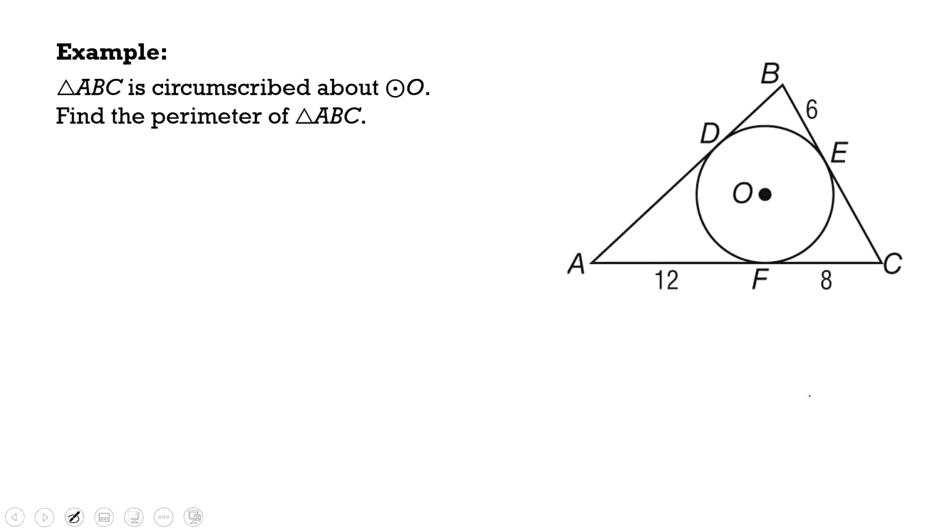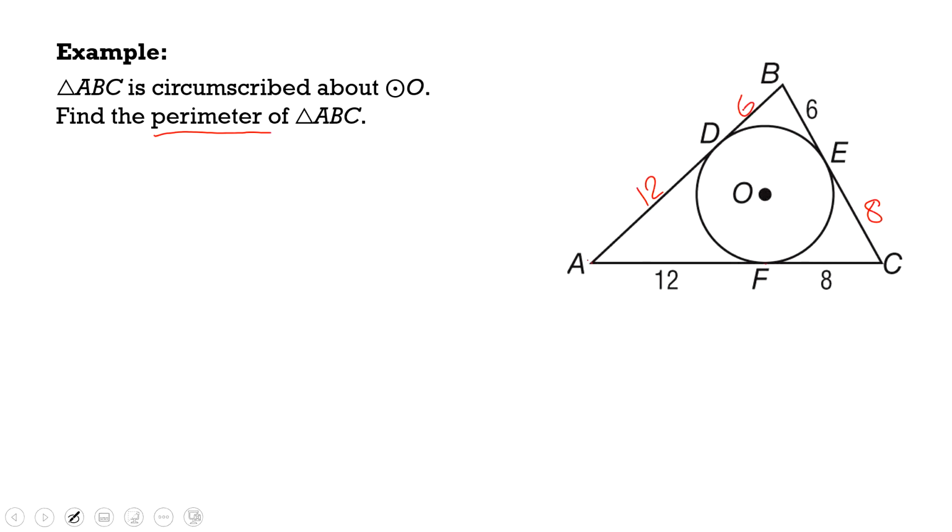So here's our example. We're going to try to find the perimeter of our triangle, knowing that it is circumscribed around circle O. So remember, we're talking about points tangent from the same point to its circle are congruent. So if this side here, A to F is 12, then A to D also has to be 12 because it's still tangent, they're congruent. Same thing on my other side. FC is 8, so that makes EC 8. BE is 6, so then DB is 6.